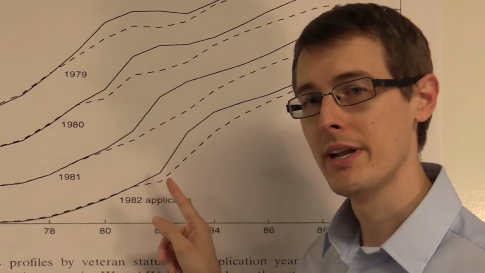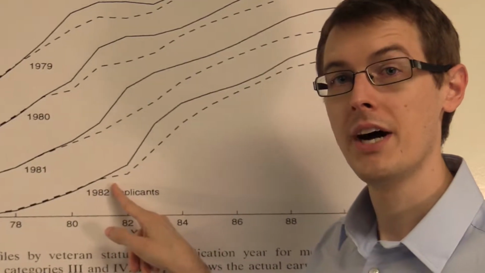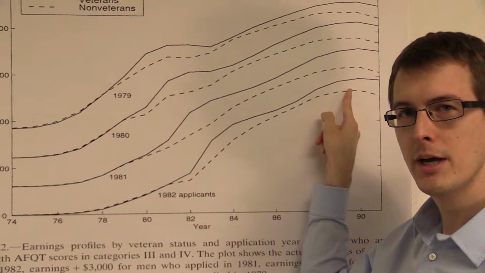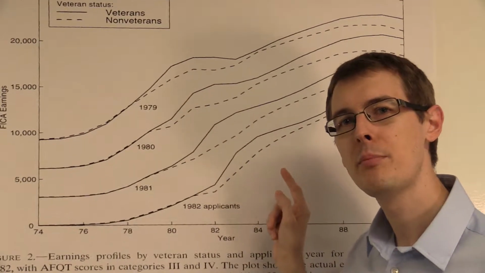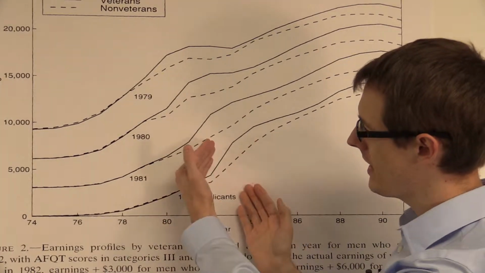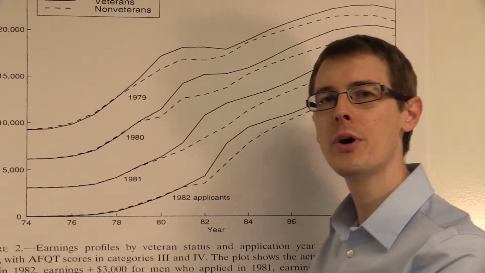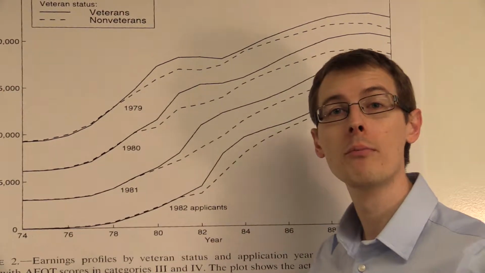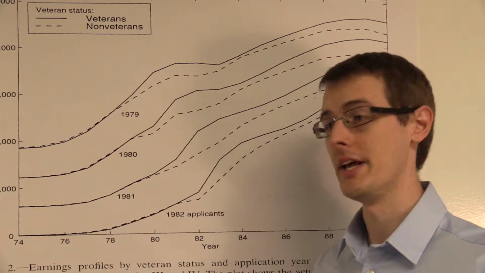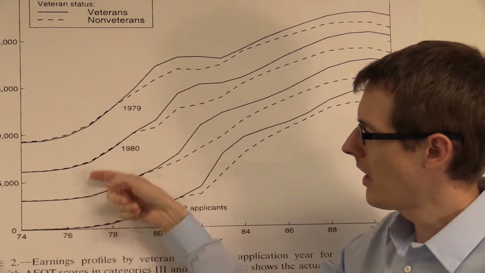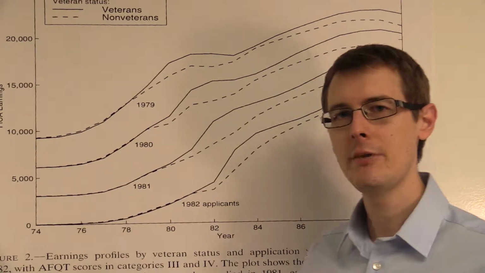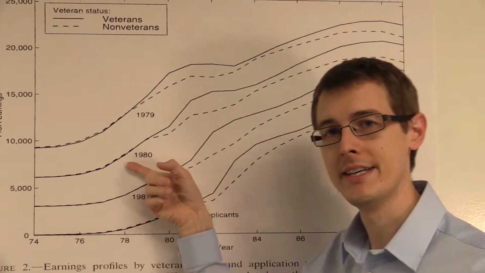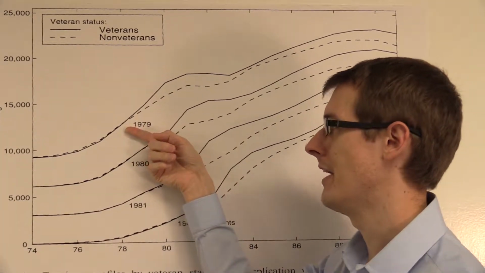If you didn't join the military, then your earnings are shown on the dotted line. Okay, so your earnings still increased over your lifetime, but they weren't quite as high as the people who joined the military. So we see that in the data, the people who joined the military, who applied in 1982, made more money over their entire life than people who didn't. Now in these other three lines, he's got the same exact data, but for people who applied in 1981, who applied in 1980, and who applied in 1979.